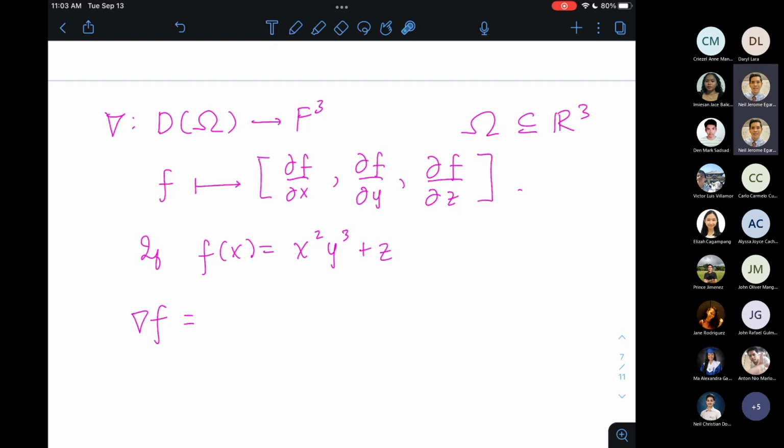So itong session na to ay parang ini-introduce ko lang kayo dun sa notations o symbols na gagamitin natin later. Yes, Denmark?